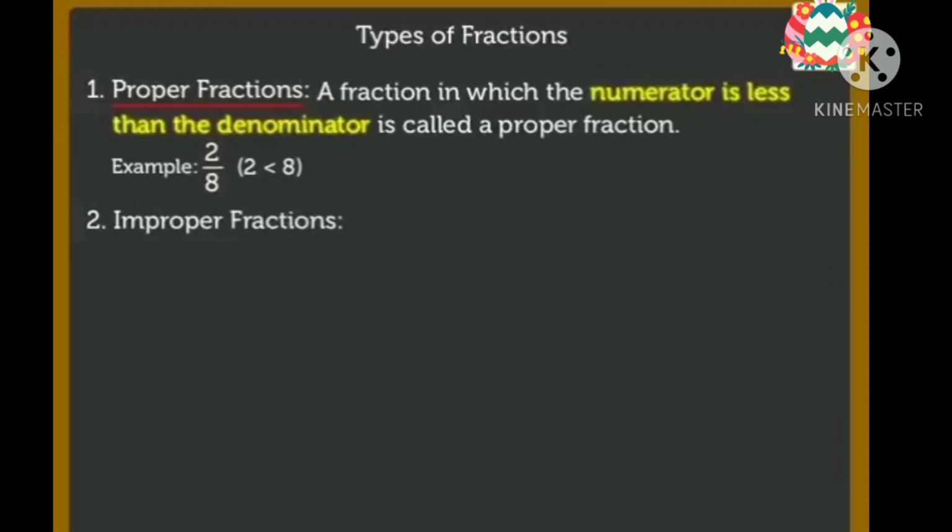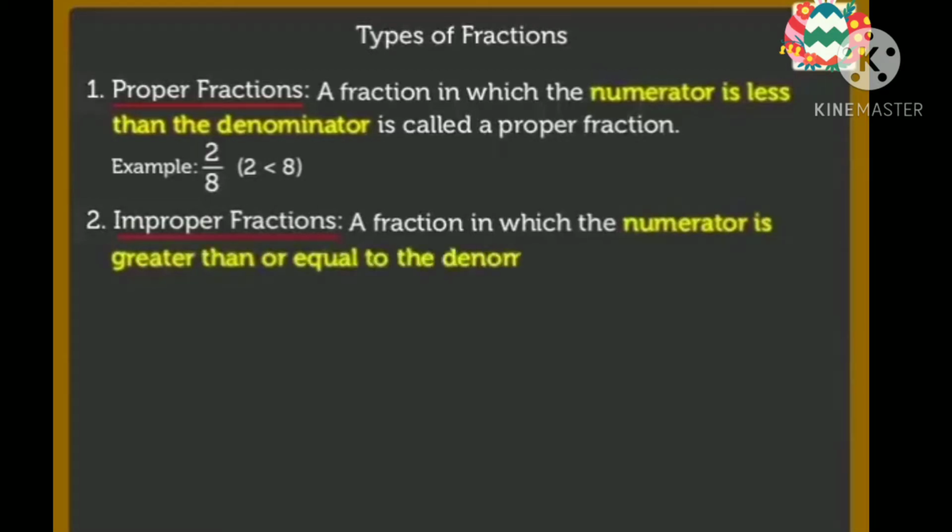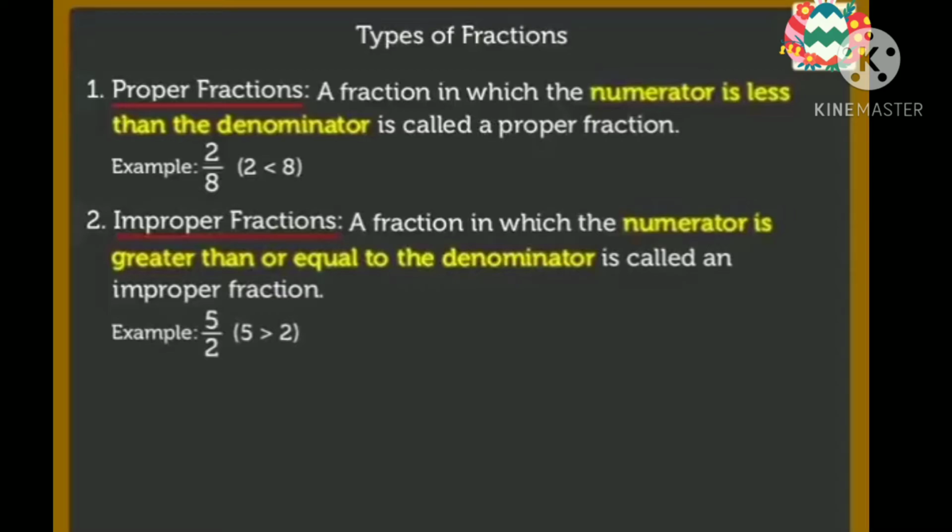2. Improper fractions. A fraction in which the numerator is greater than or equal to the denominator is called an improper fraction. For example, A. 5 is greater than 2. Thus, we say that 5 upon 2 is an improper fraction. B. 4 is equal to 4. Thus, we say that 4/4 is an improper fraction.